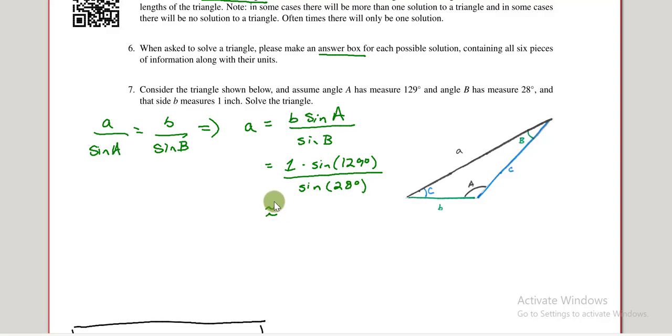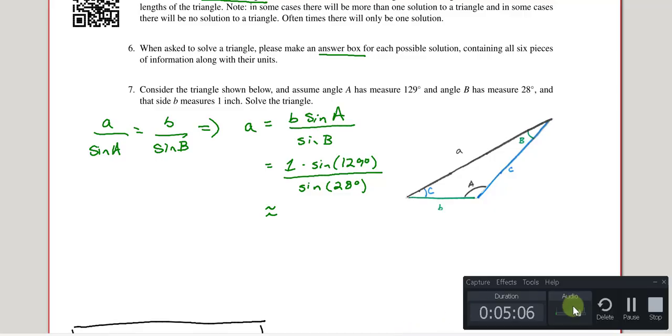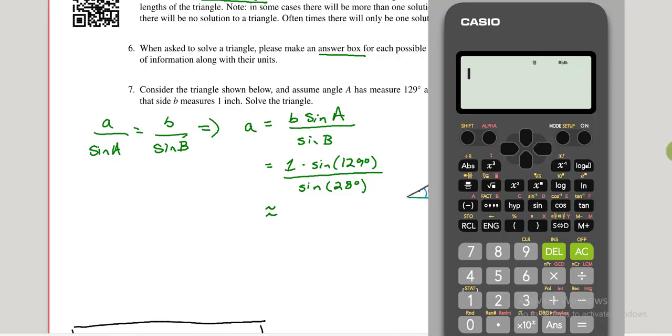So let me plug that into my calculator and get a decimal approximation. So pulling up my trusty handy-dandy calculator emulator, I'm going to put in the numerator 1 times the sine of 129, and oops, I better verify. Sure enough, I am in degree mode. Make sure you're in the correct mode. If not, I could go to Shift Setup and adjust modes, but I am currently in degree mode. And then we press the over button to bring us down into the denominator. Always pay attention to where your cursor's flashing, and we can enter in the sine of 28, and again that's degrees. We're in degree mode.